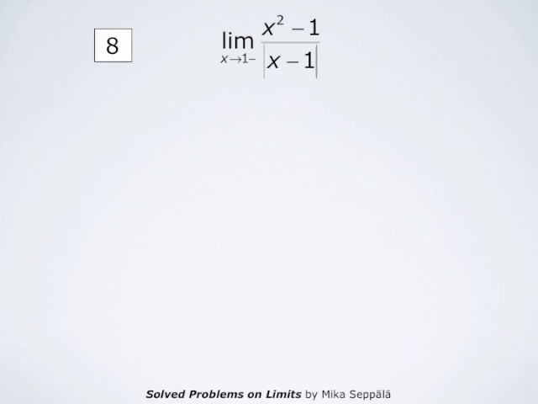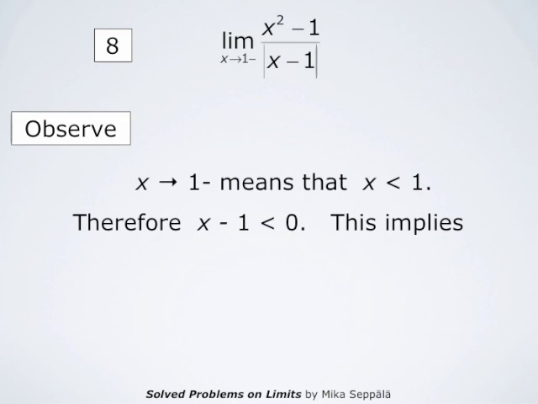In problem 8, we have to compute the limit as x approaches 1 through numbers which are smaller than 1 of x squared minus 1 divided by the absolute value of x minus 1. Here the expression x → 1⁻ means that x approaches 1 but remains smaller than 1 at all times. We must make the observation that since x is always smaller than 1 and approaches 1, it means that x minus 1 is negative and approaches 0.